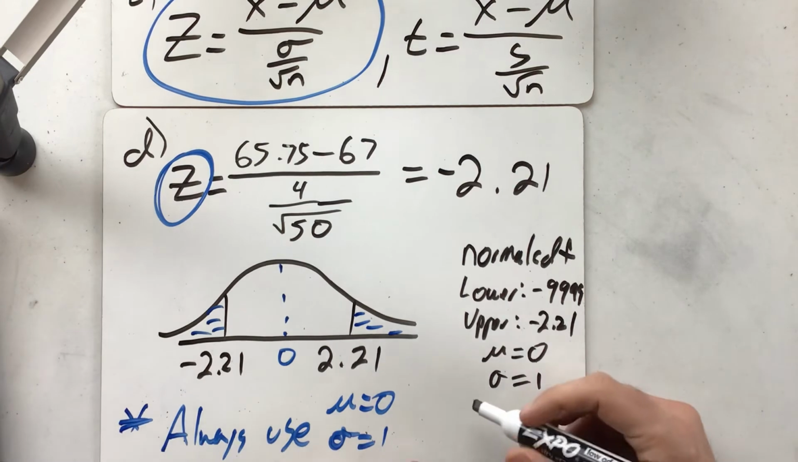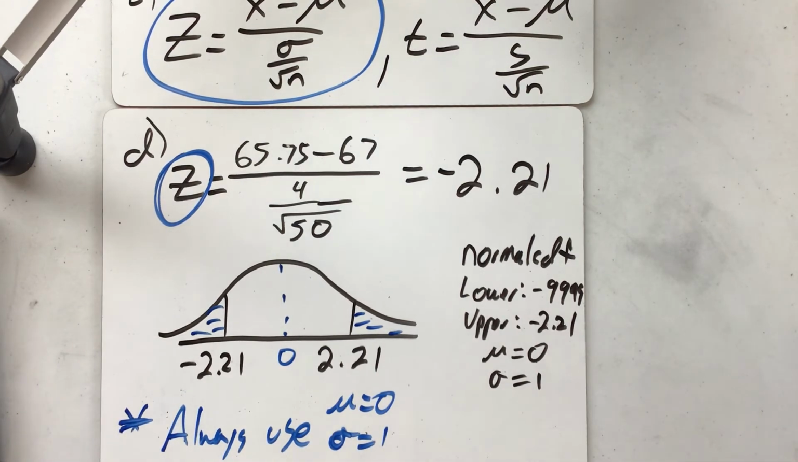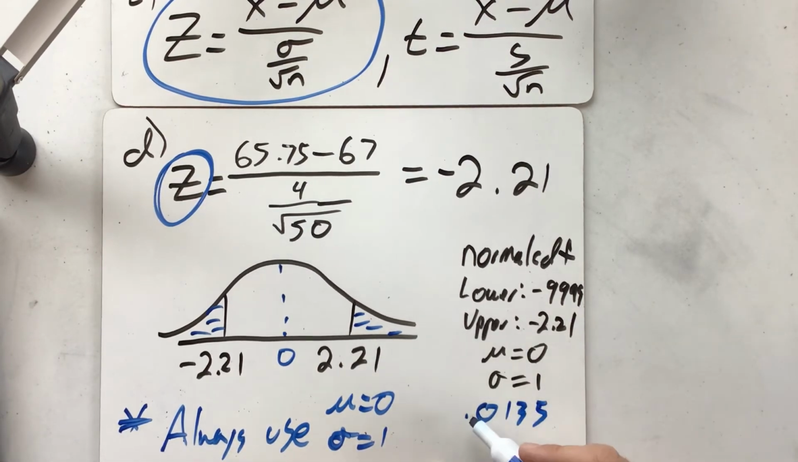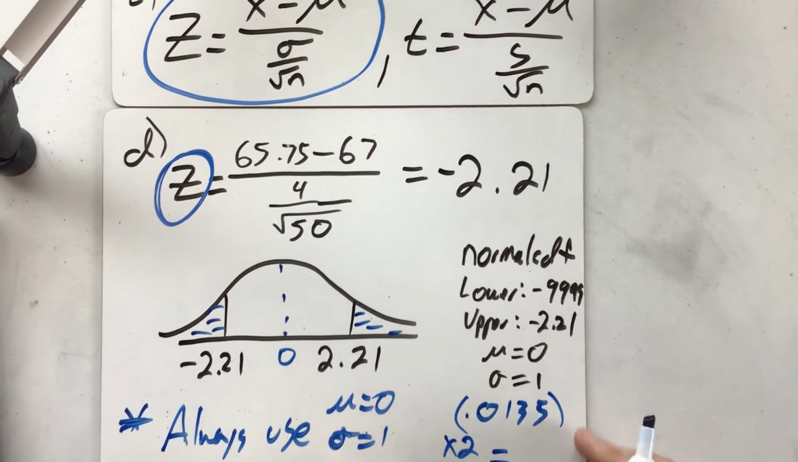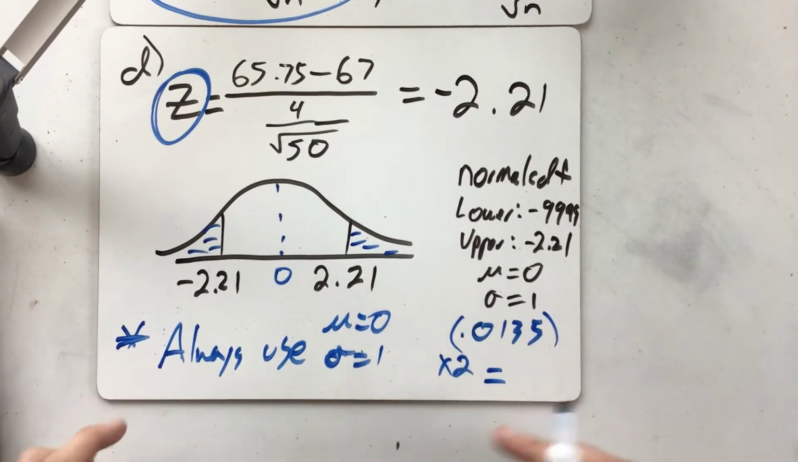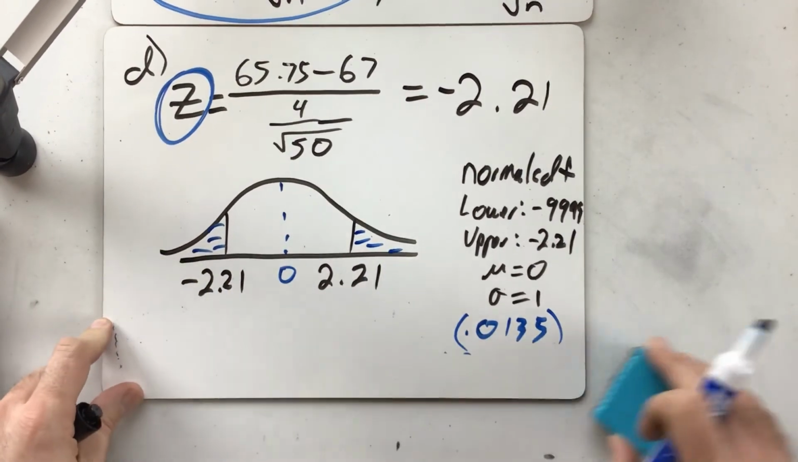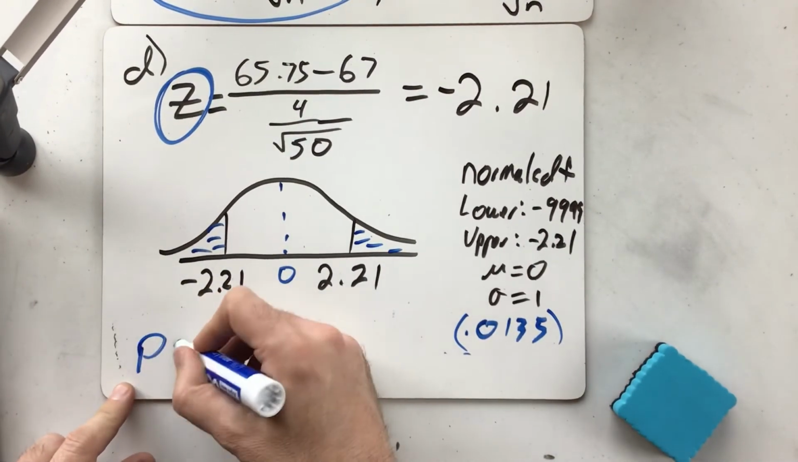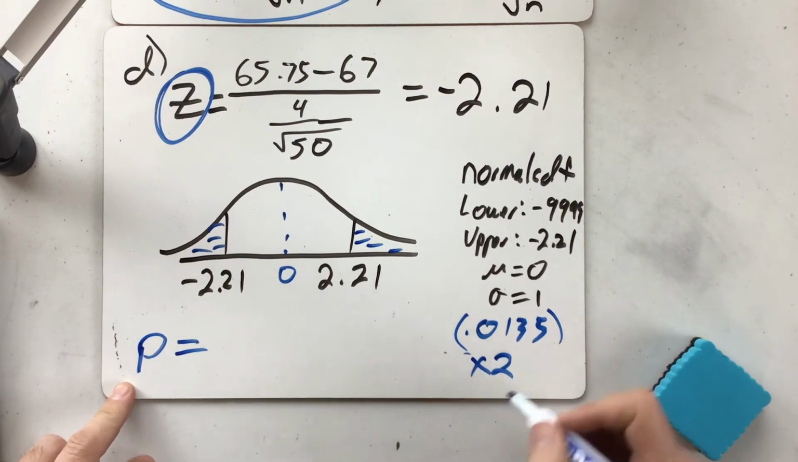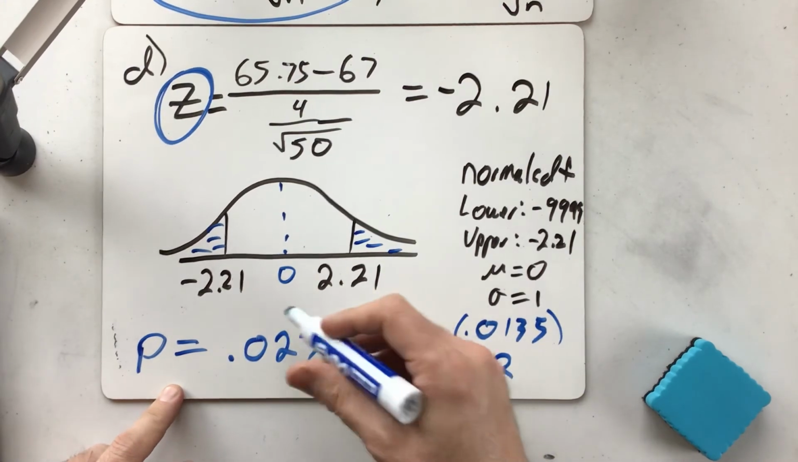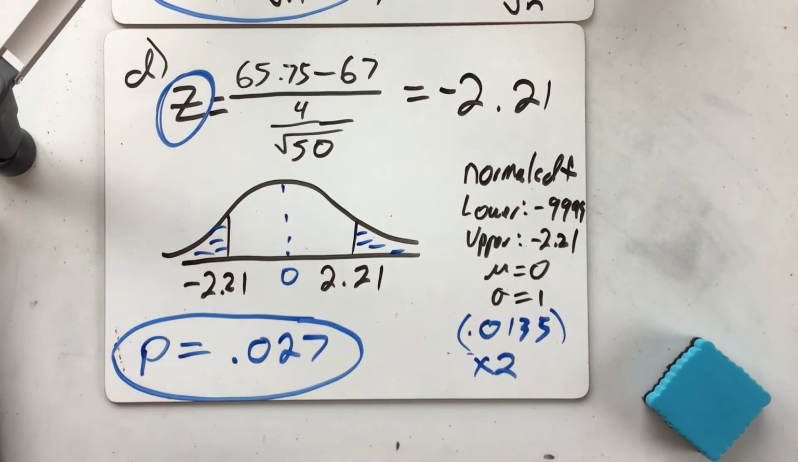And hit enter. And I got for my answer 0.0135, but I need to multiply that by 2 to get my actual p-value. My actual p-value is the result that comes from multiplying this by 2. So here, let me erase this, and I'll do p equals, I'm going to take that and multiply it by 2, and that's going to give me 0.027. And so this is my p-value.